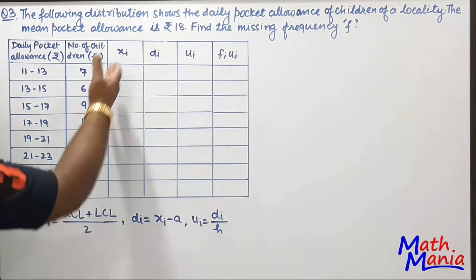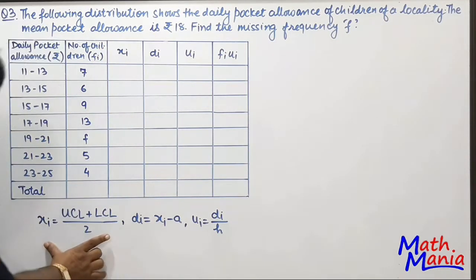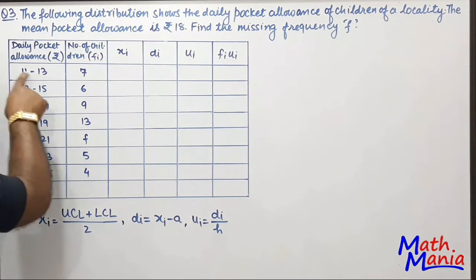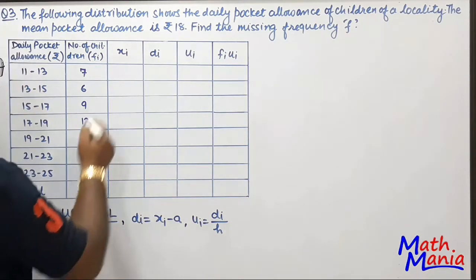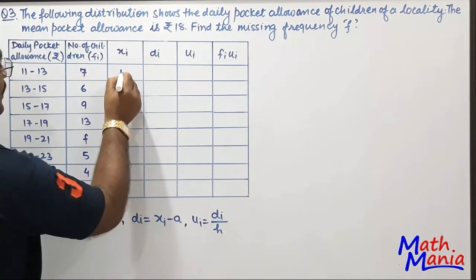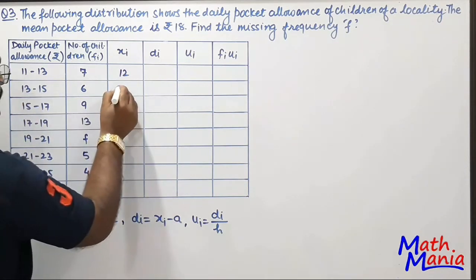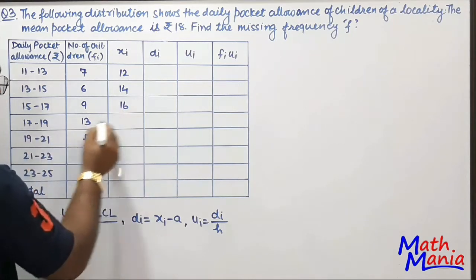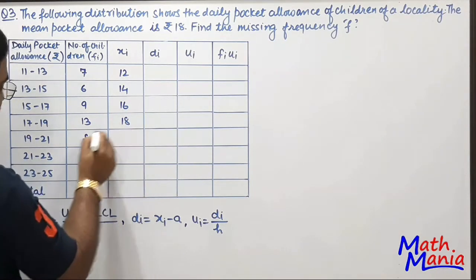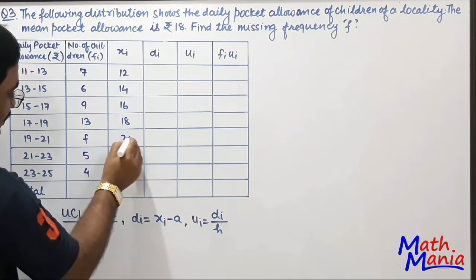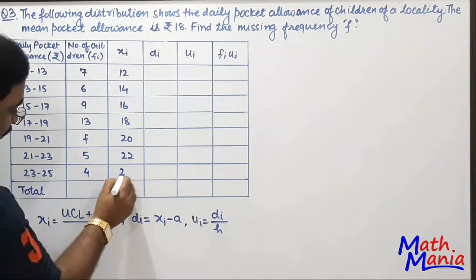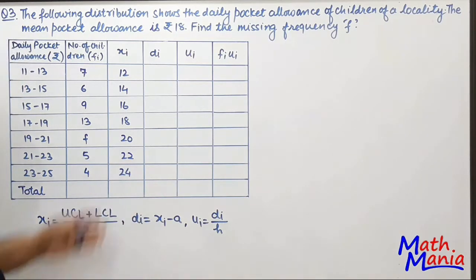So let's find the value of xi. As you know, the formula of xi is upper class limit plus lower class limit divided by 2. So upper is 13, lower is 11, 13 plus 11 is 24, divided by 2 is 12. Then 14, 16, 18, 20, 22 and 24. These are the values of xi.